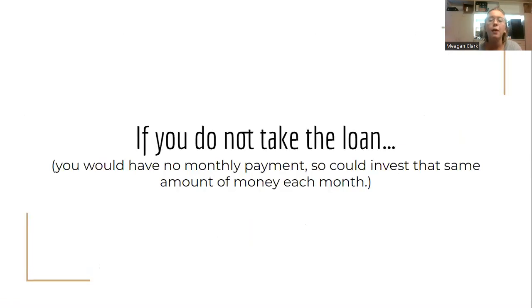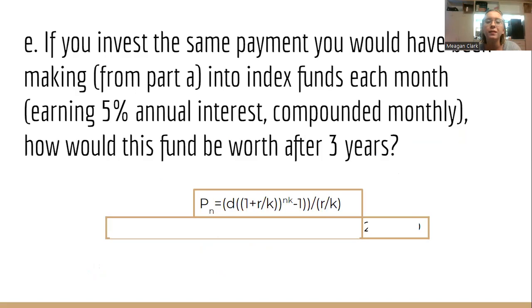That's how much putting $20,000 in the bank account with a 5% annual interest rate would get you in 3 years. However, if you don't take the loan, you don't have a monthly payment, and you can therefore invest that same amount of money in each month, the $588.77. So if you invest the same payment you would have been making from Part A, the $588.77 each month into the 5% annual interest compounded monthly account, how much would this fund be worth after 3 years?